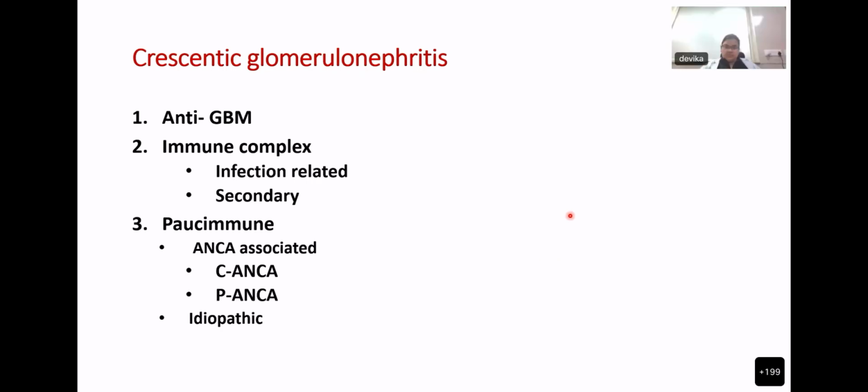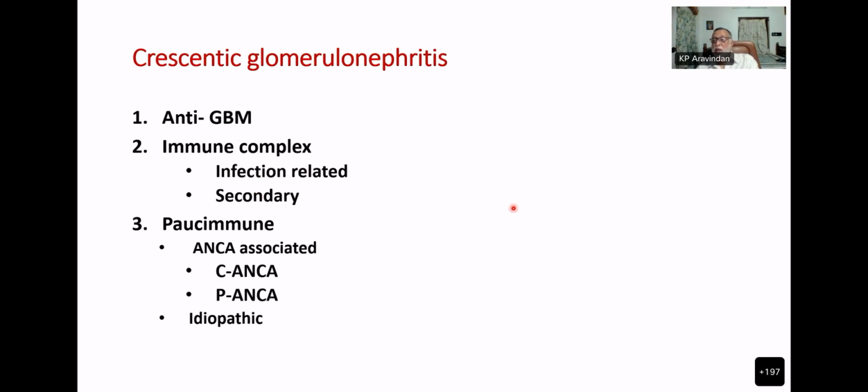C granulomatosis with polyangiitis. Okay, so ANCA base. So ANCA, C or P, yes. ANCA related glomerulonephritis. So that is what anti-GBM immune complex, which may itself be infection related or secondary. And secondary means various, even lupus nephritis or Henoch-Schonlein purpura, many other diseases can present as crescentic nephritis.